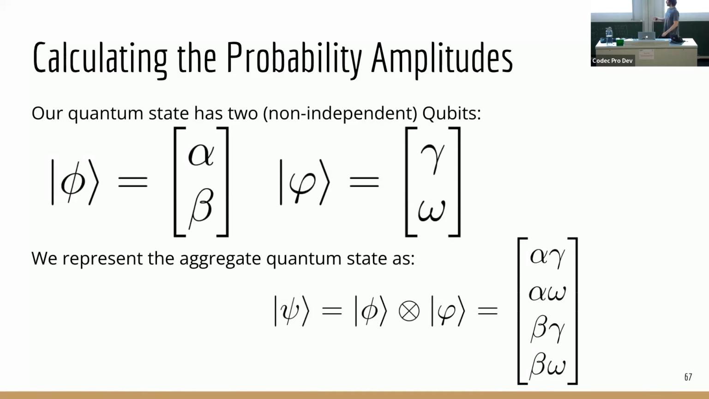And if we want to write psi, the aggregate quantum state, in a vector form, we have a formula for doing this. So psi is equal to the tensor product of our first qubit with our second qubit. And so the entries will be defined as you see here.